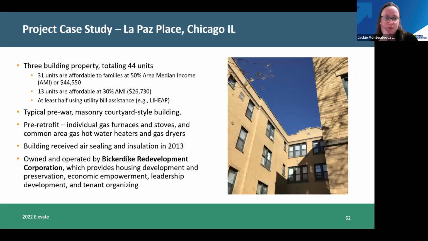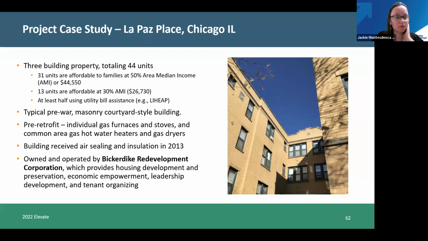We'll move down to Chicago, where this is a typical multifamily stock where we've got a courtyard, masonry, 1920s, 1930s. This is 44 units across 3 buildings on the northwest side. Pre-retrofit, they had furnaces, stoves. And I'm sorry, I didn't mention, the last case study is in the design stage and moving towards construction. We have proposals and grant agreements. And this project was completed last year.